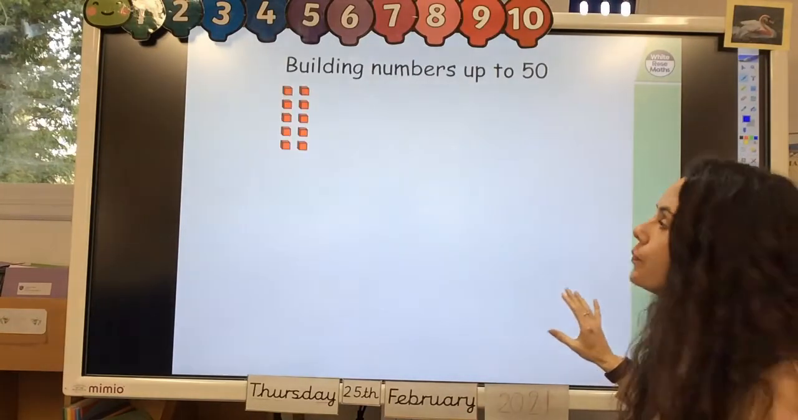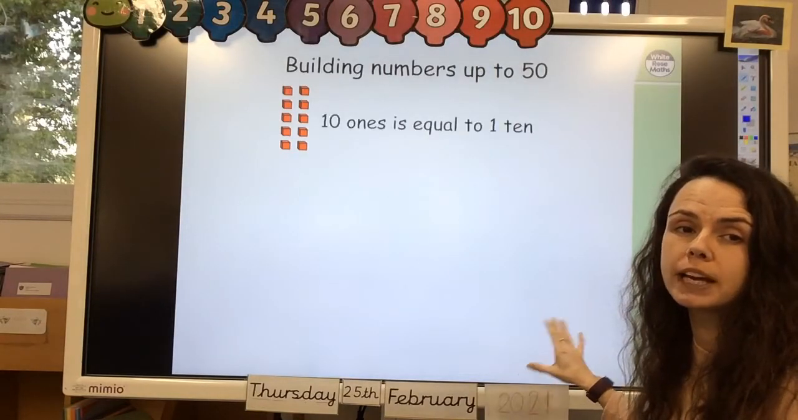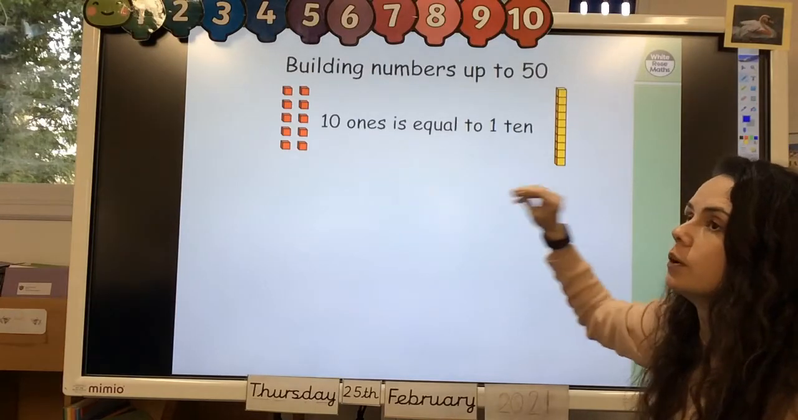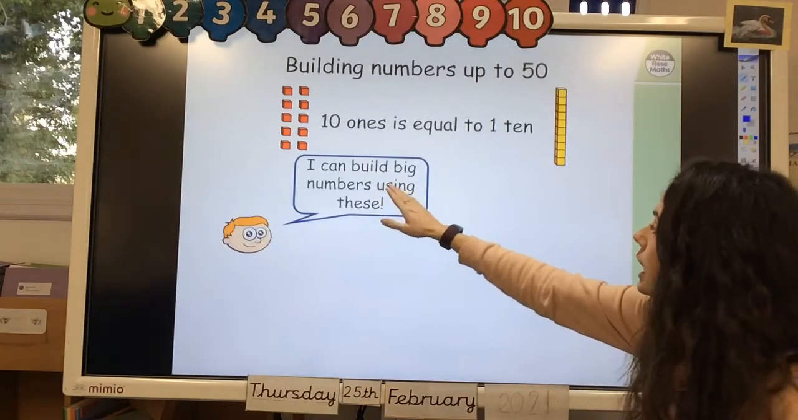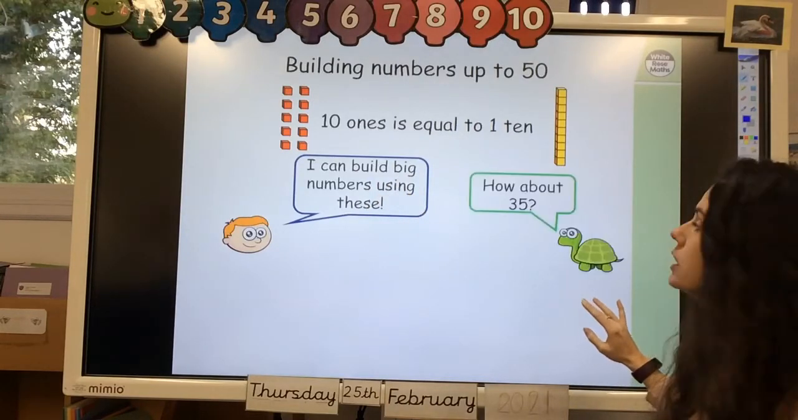How exciting. So again, we've got 10 cubes here. What do 10 cubes make? 1 10 stick. Don't want to see 10 individual cubes on their own. Want to see it built as one stick. So I can build big numbers using these. Let's see what you can do.